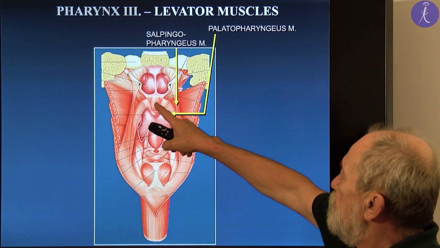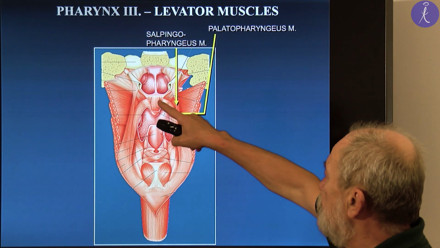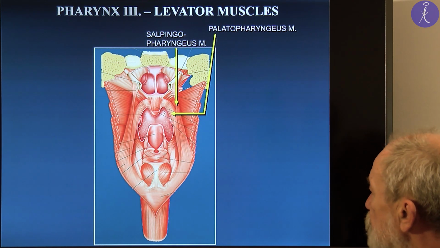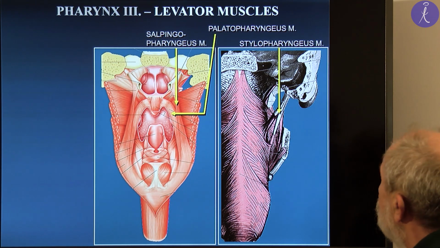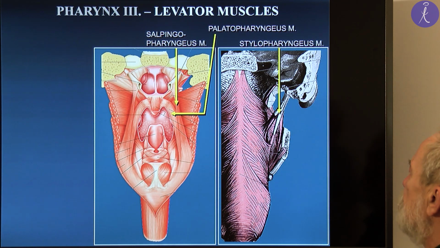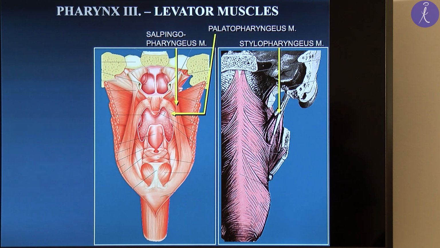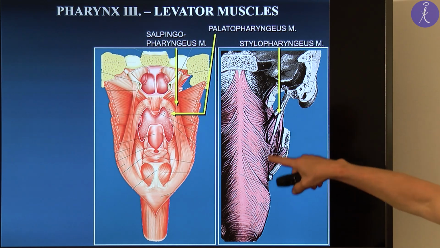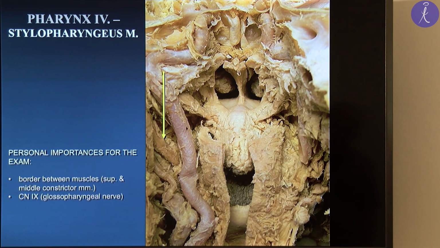The next muscle was already discussed before, coming from the palatine aponeurosis, and it is called the palatopharyngeus muscle. And the one which lies outside the pharynx originates from the medial aspect of the styloid process, more to the back, to the styloglossus muscle, and that is the stylopharyngeus muscle. This muscle has got personal importance for you for the exam.